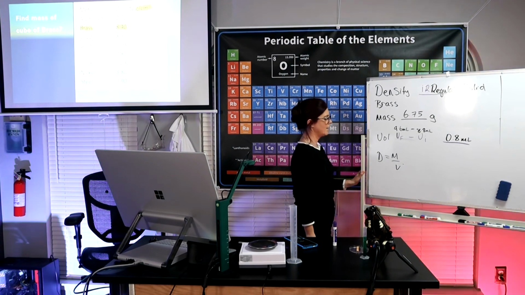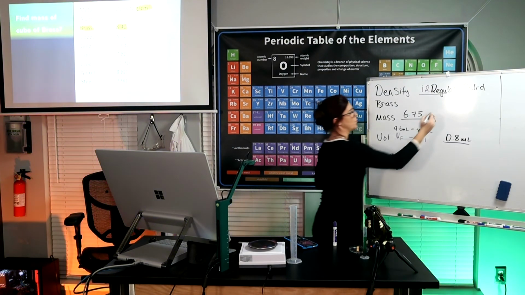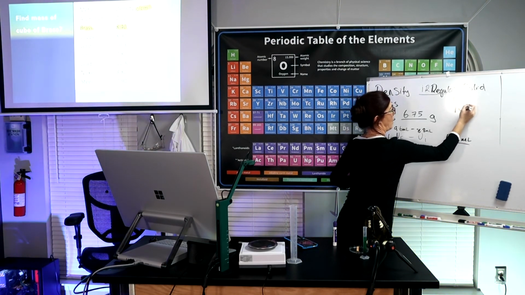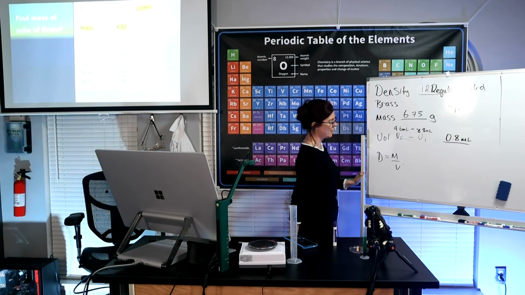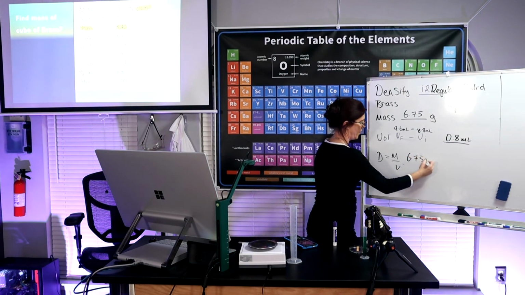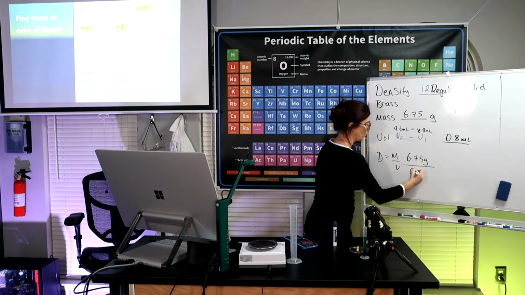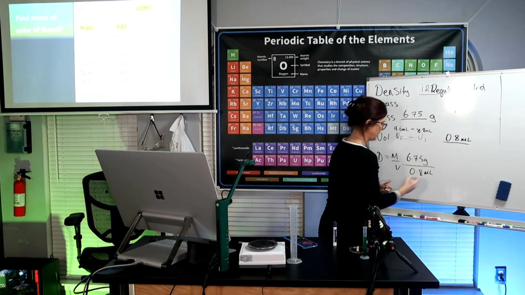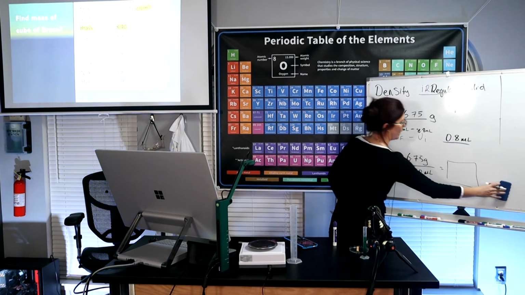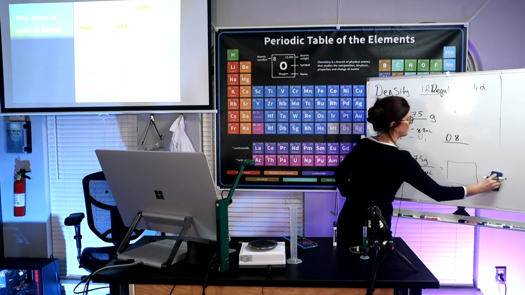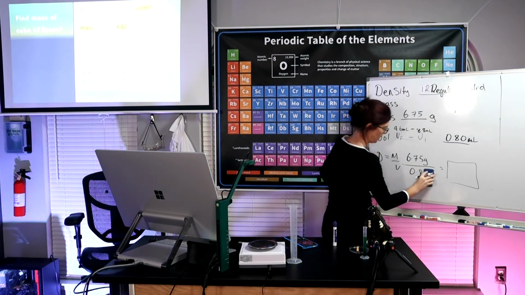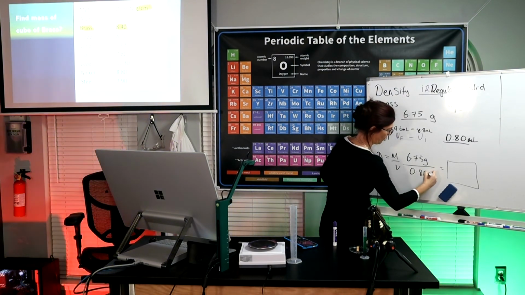So to calculate our density of an irregular solid, which we said was a nail, Mole Man told me that it was iron, Fe. So let's see if it is or not. So our mass was 6.75 grams. Our volume is 0.8 milliliters. So putting that into our calculator. Now, with our measurement of our volume, it should be 0.80 milliliters.